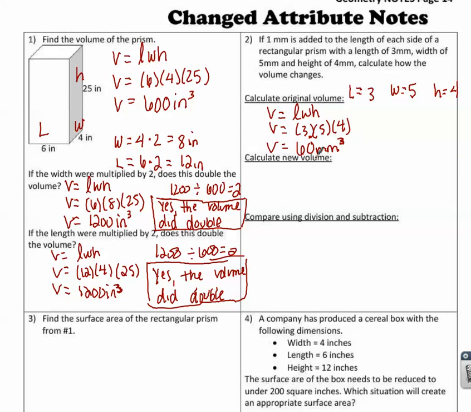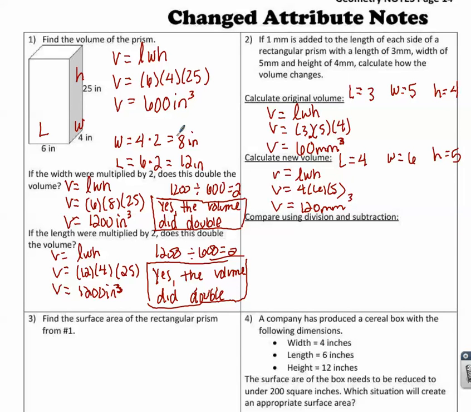Now I want you to calculate the new volume. I want you to add 1 millimeter to each side. So now volume equals length times width times height. I get a final answer of 120 millimeters cubed.